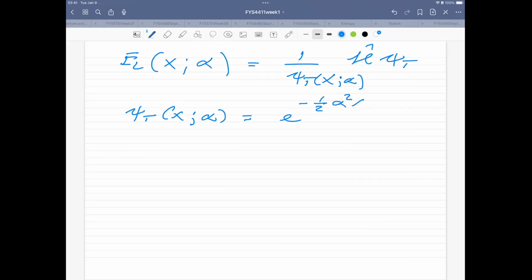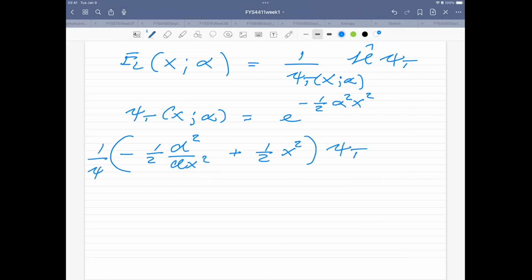which looks like this. So we know that the harmonic oscillator, the exact result, is the case when alpha is equal to 1. So what we need to do then is simply to calculate minus 1/2 d squared/dx squared plus 1/2 times x squared multiplied with psi_T. And then we have to divide by psi_T.